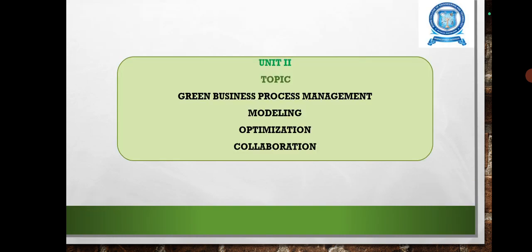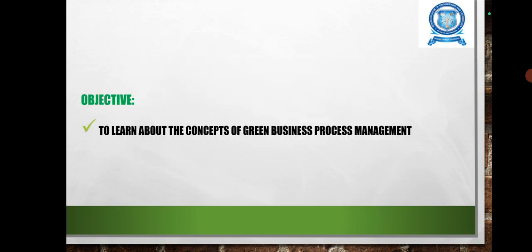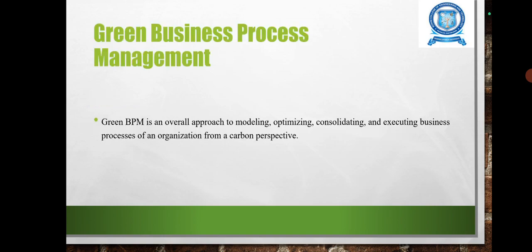Unit 2, topic: Green Business Process Management, Modeling, Optimization, Collaboration. Objective: to learn about the concepts of green business process management. Green business process management is an overall approach to modeling, optimizing, consolidating and executing business processes of an organization from a carbon perspective. It can be understood as a discipline of modeling, realizing, executing, monitoring, and optimizing business processes.